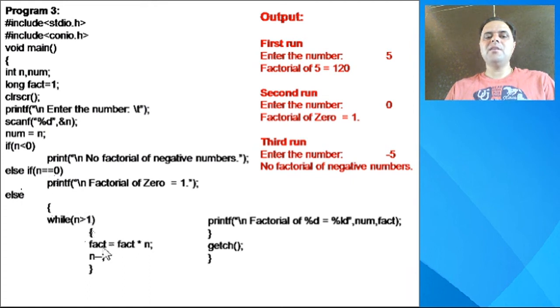So 5 is greater than 1, so fact equal to fact into n. The value of fact is 1, so fact equal to 1 into 5, so 5, and the value of n becomes 4. N minus minus means the value of n becomes 4. So 4 is greater than 1, so fact equal to fact into n. The value of fact is 5, 5 into 4, it becomes 20.